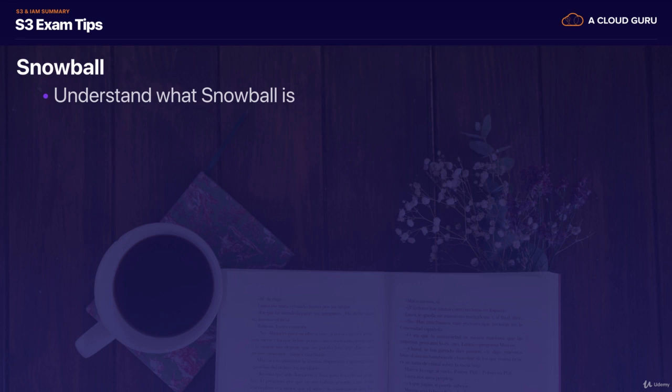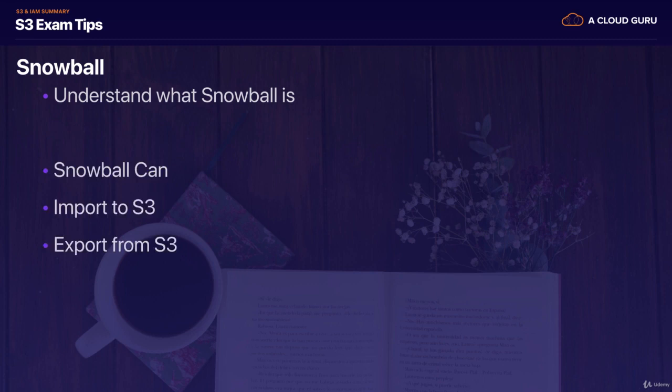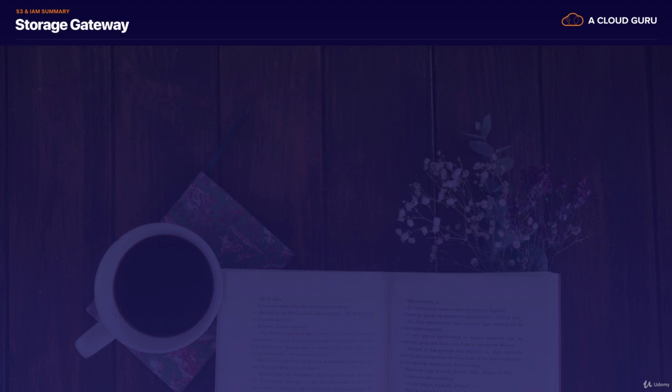So basically, it's a big disk that you can use to move your data in and out of the AWS cloud. And Snowball can be imported into S3, so you can import data into S3. You can also use Snowball to move large amounts of data out of S3. Moving on to Storage Gateway.